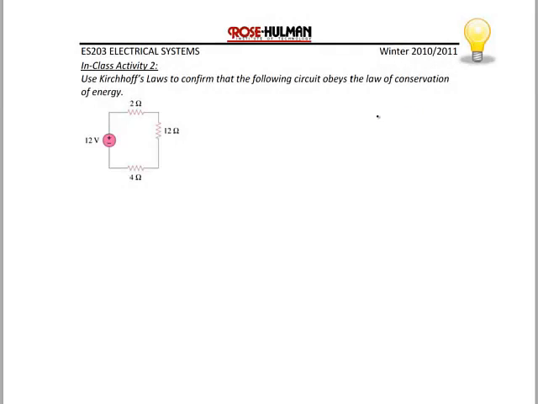Now for the next example, we're going to use Kirchhoff's voltage law to confirm that the following circuit obeys the law of conservation of energy. How do I know I want to use KVL? Well, when you have a single loop circuit and all the elements are in series, we use KVL, where the first thing we do is define a clockwise current. This is an assumed direction.